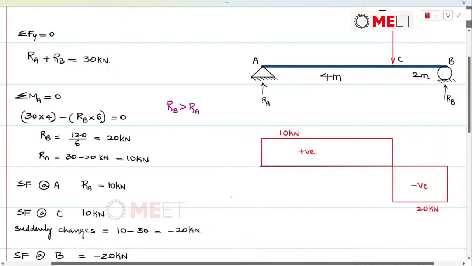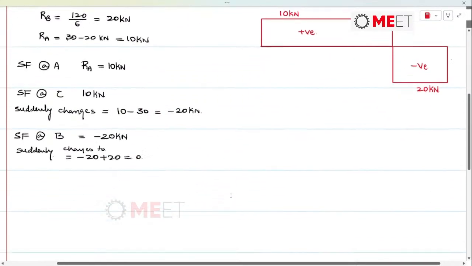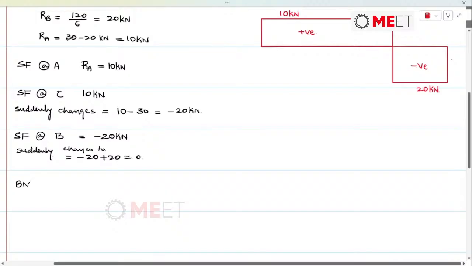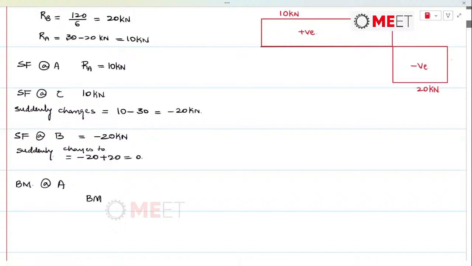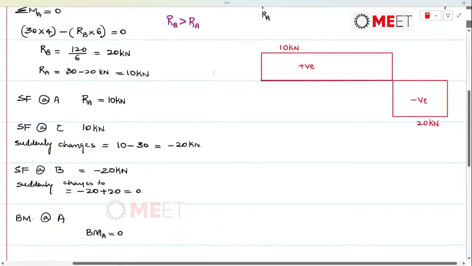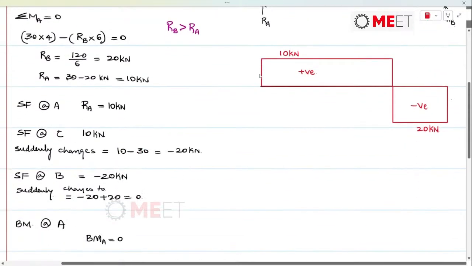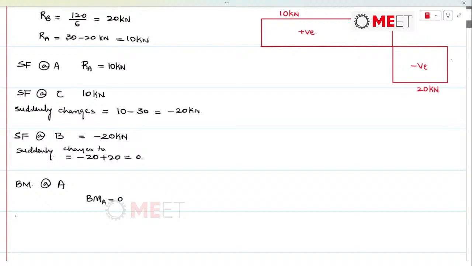Next, we can go with the computation of bending moment. Bending moment at A will be equal to 0. The reason is that at the hinge rotation is permitted, and even at the roller support the rotation is permitted. So bending moment at A will be 0 as RA is passing through the point A. So definitely the bending moment value will be 0.